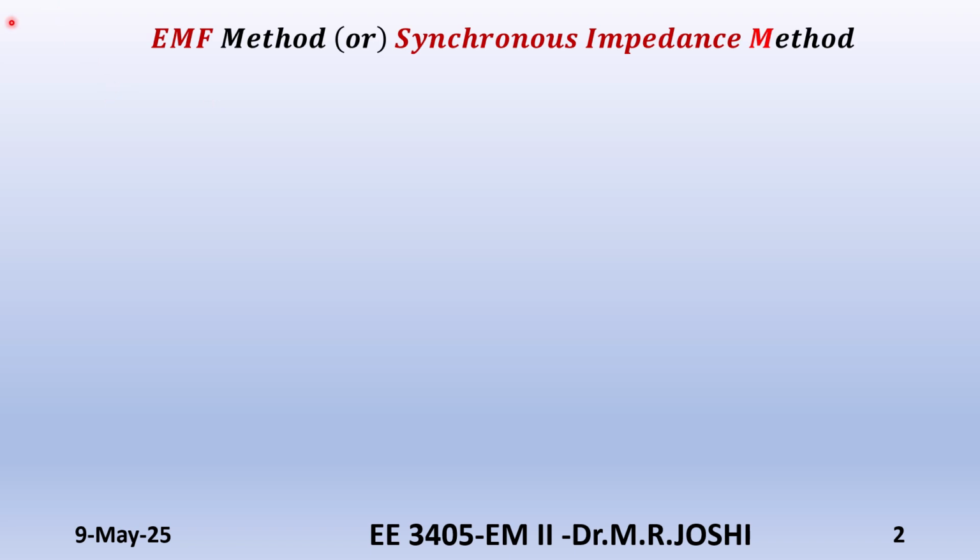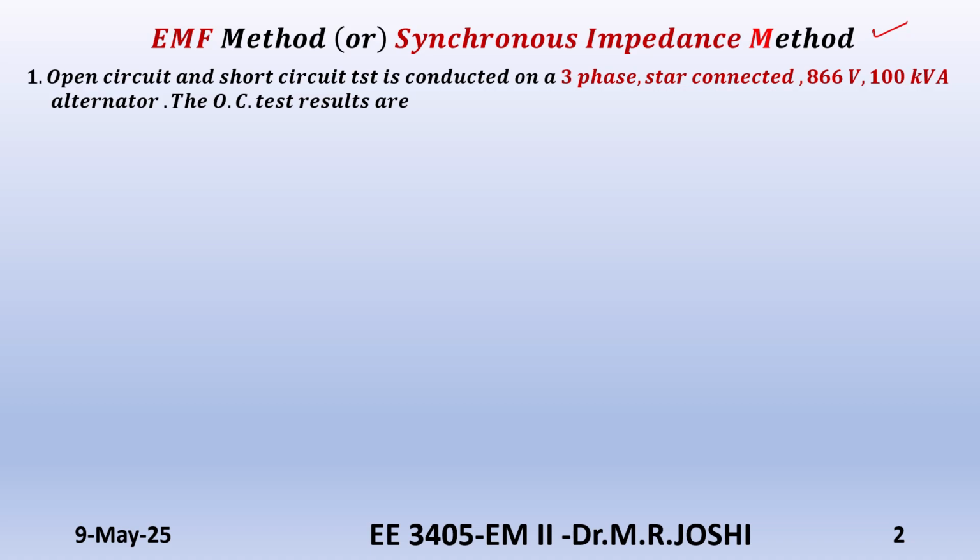As in the previous video, we already discussed how to find the voltage regulation for a given alternator and what methods are available to determine it. In this video, we are going to see the voltage regulation calculation in which the open circuit data and short circuit data for a three-phase star connected 866 volt, 100 kVA alternator is given.